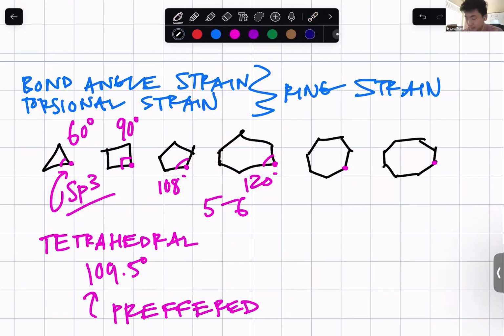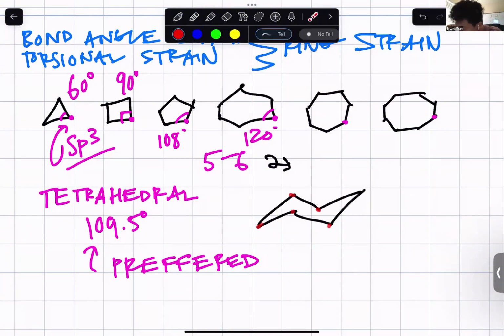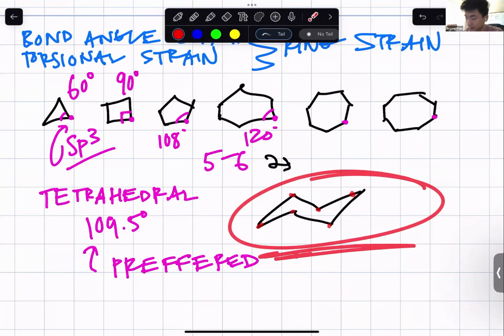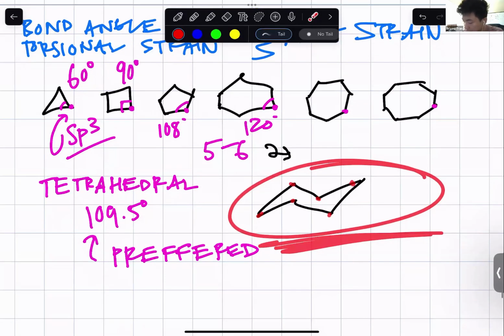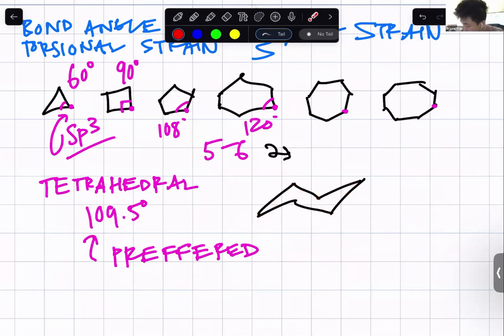It usually puckers and twists itself into something called chair conformation, which would look like this, which is still 6 carbons long, right? 1, 2, 3, 4, 5, 6. But the reason why it is going to be in this form is because it allows the bond angle for these sp3 carbons to be closer to the preferred bond angle of 109.5 degrees, like that, right?